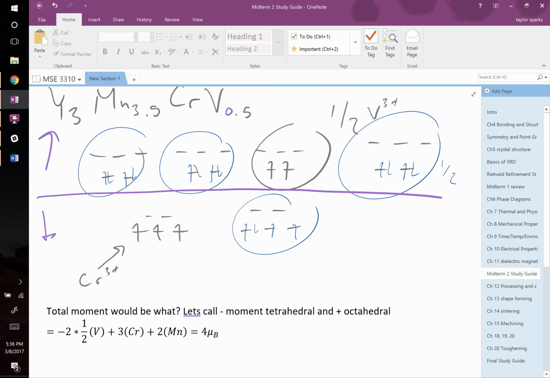This you need to know. Okay. For spinel garnet, you need to know it. Other questions?